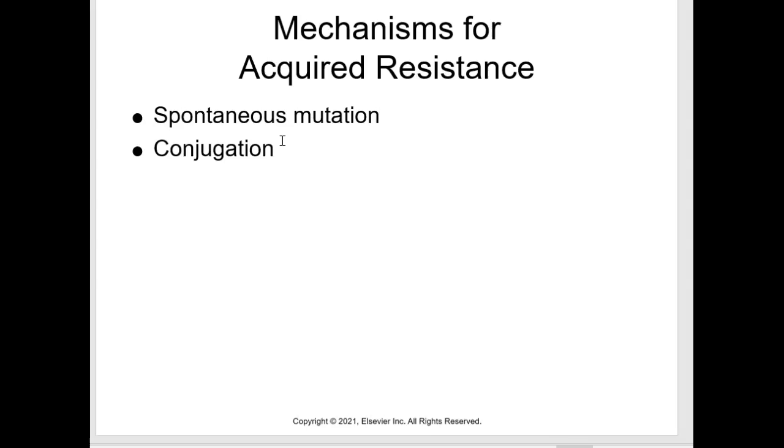1, it can decrease the concentration of a drug at its site of action. 2, alter the structure of the drug target molecule. 3, produce a drug antagonist. And 4, cause drug inactivation. So the first thing, reducing the drug concentration at its site of action. For most antibiotics, the site of action is intracellular. So if the microorganism can reduce the intracellular concentration of a drug, it can resist harm.